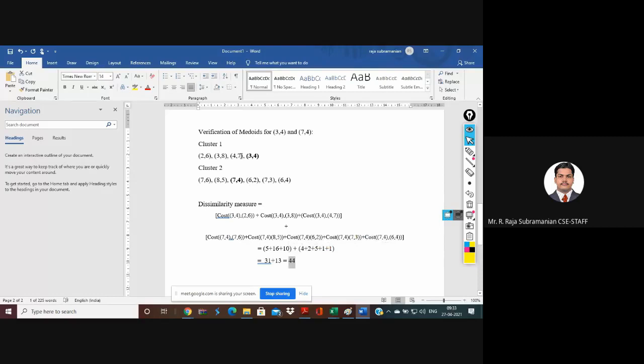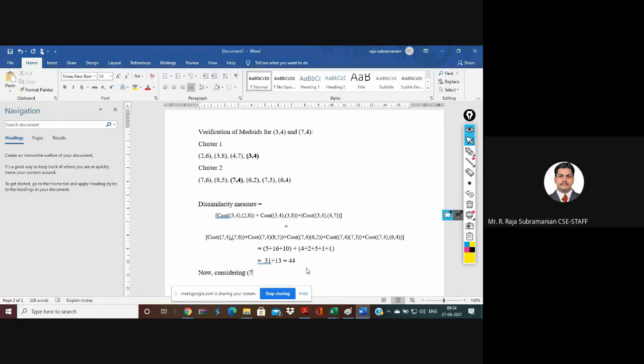Now, you have three other choices for 3, 4. The other choices are 2, 6, 3, 8 and 4, 7. And for the other you have some other choices, say 6, 2, 7, 3, 6, 4, 8, 5, 7, 6. So now you can change the medoids one by one and find which is the better medoid. Likewise, given K, you have to find all possible options and find which is the better medoid.